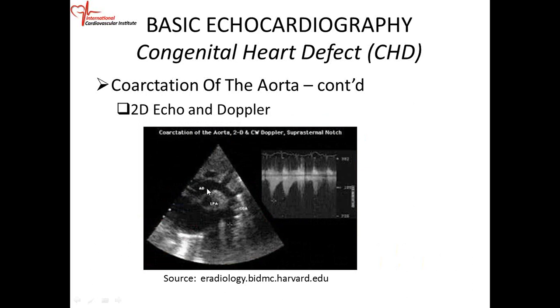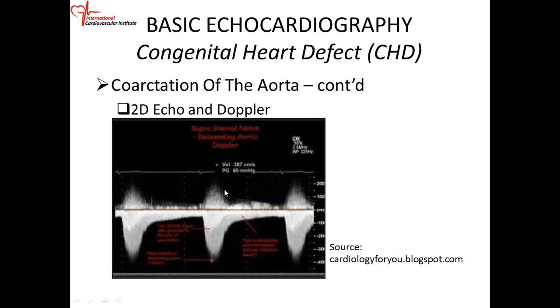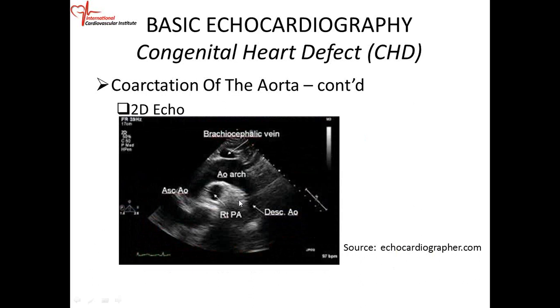Again, you have to know the branches of the heart. So this is the right pulmonary artery, and then below that you'll have the left atrium. So the RPA is right there.